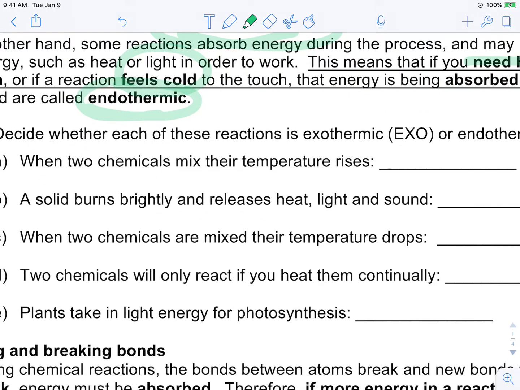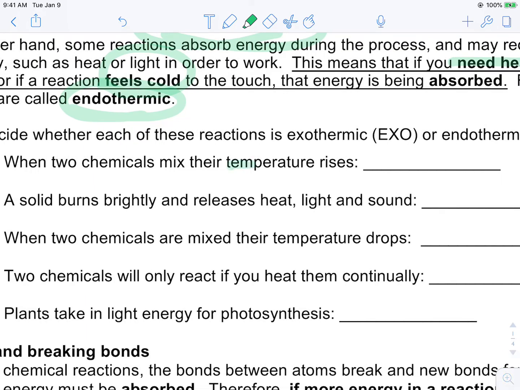When two chemicals mix, their temperature rises. That means we're heating up, so this is going to be exo. A solid burns brightly, and we don't even need to read anything else. If we're burning and releasing heat, light, and sound, that's going to be exo.